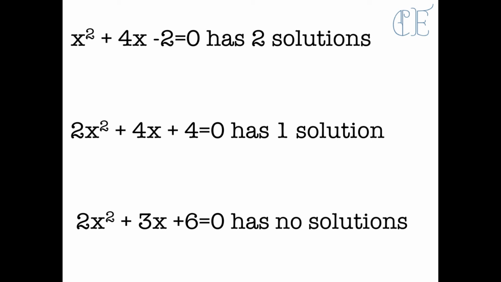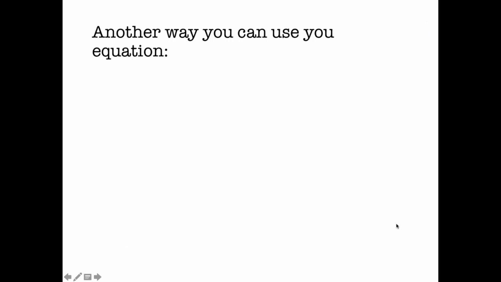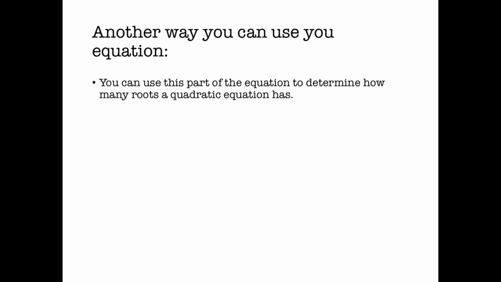Now, as we've just worked out the solutions for where the curve hits the x-axis, you can work out how many solutions a graph would have without having to do all of that working out. So, this is the other way you can use the formula. You can use this part of the formula to determine how many roots a quadratic equation has. And it's just the bit below the square root sign. So, just using this will tell you if your curve hits the x-axis twice, once, or not at all.